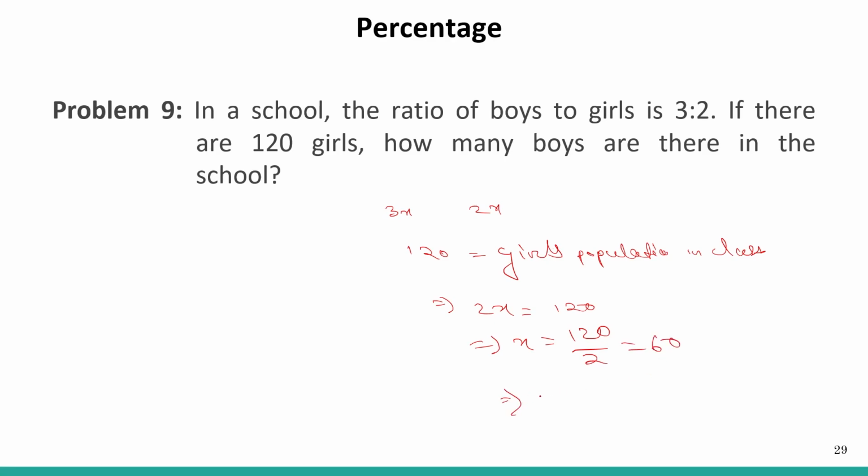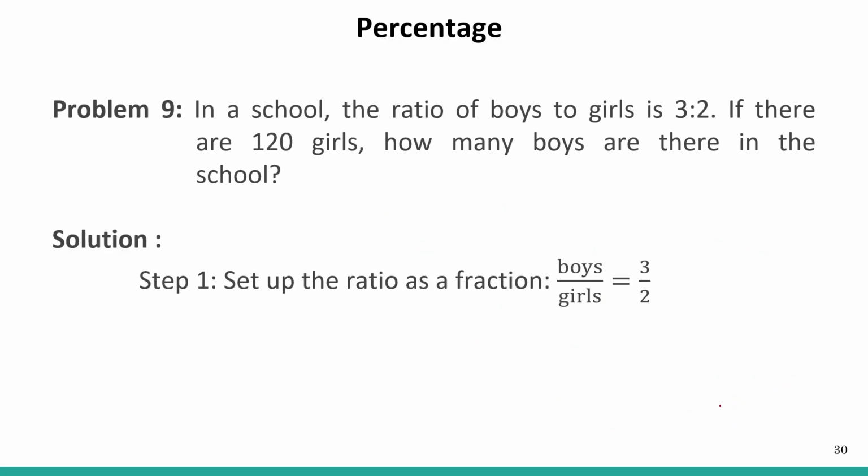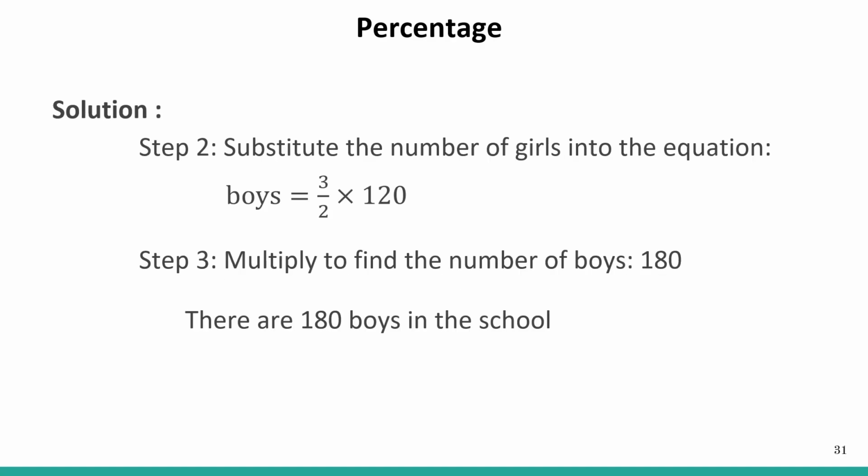So what we can say is that 3x is equal to the number of boys. So this is equal to 3 into 60, which is equal to 180. So 180 is the population of boys in the class. So 180 will be the final answer. Set up the ratio as a fraction, that is boys to girls is equal to 3 by 2. Substitute the number of girls into the equation. What we are left with is 3 by 2 into 120. So this becomes 60 into 3, which is equal to 180. So 180 is the final answer.